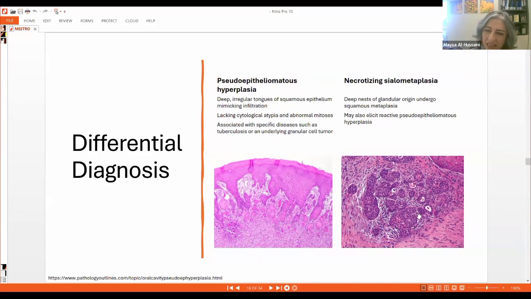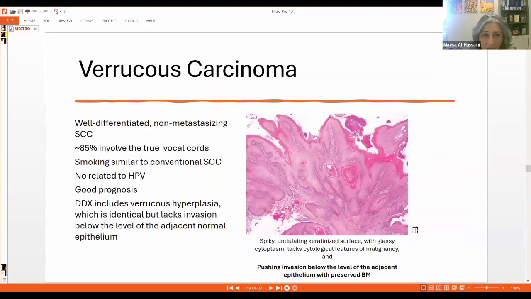The other less common but important differential diagnosis is necrotizing sialometaplasia, where we have glands undergoing squamous metaplasia and necrosis. And again, with a small biopsy, this might sway the pathologist away from making the right diagnosis.